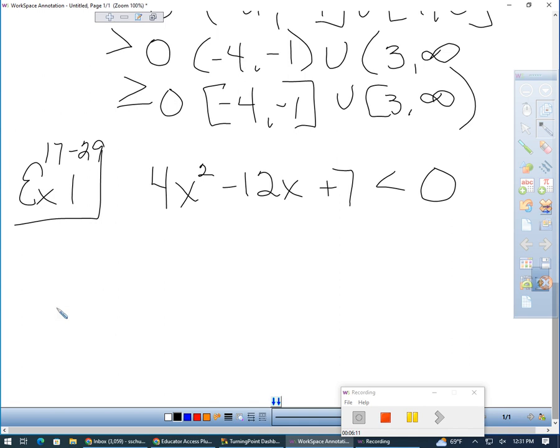Make sure your window is at -10 to 10 and -10 to 10, right? That's the basic window we start with. Okay, going into y equals.